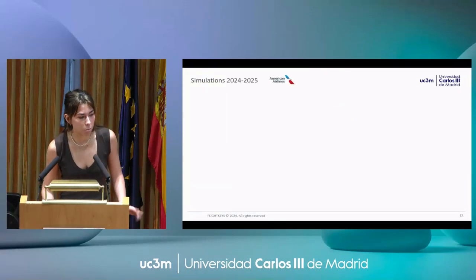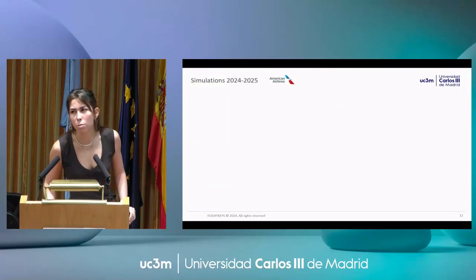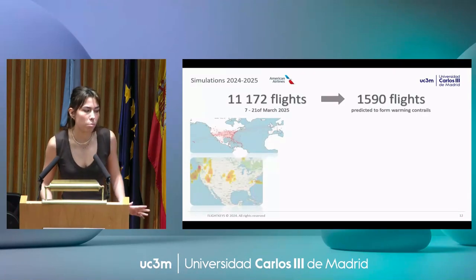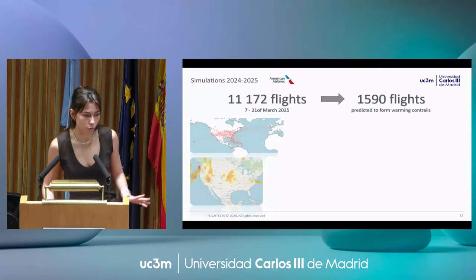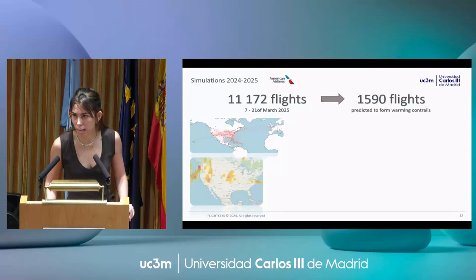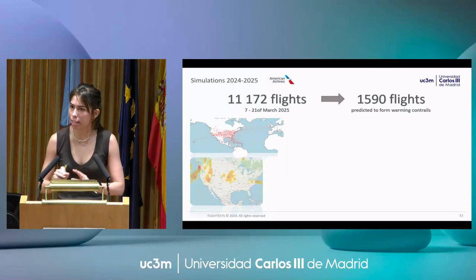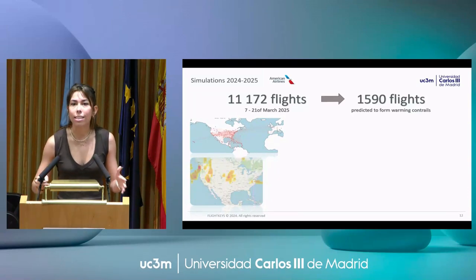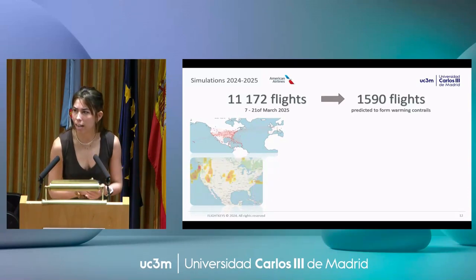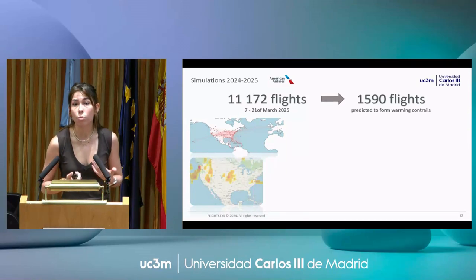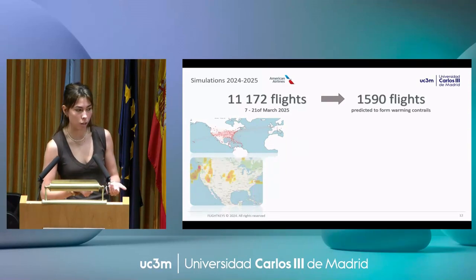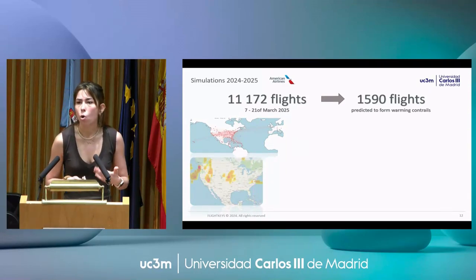So for example, we did a simulation in 2024-2025 with some of American Airlines flights. We simulated 11,172 flights, from which 1,590 were predicted to form warming contrails. This is all in a testing framework, so these flights were not actually flown. It is as if we had to tell American Airlines, okay, how much would it cost you to have flown these flights during this week of operations? What would we tell them?